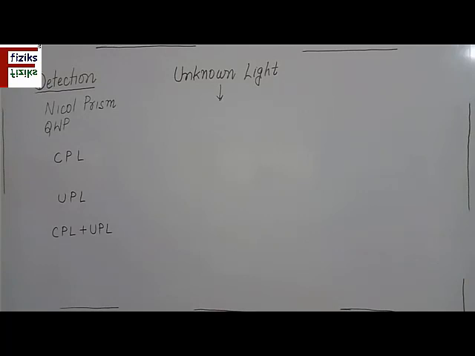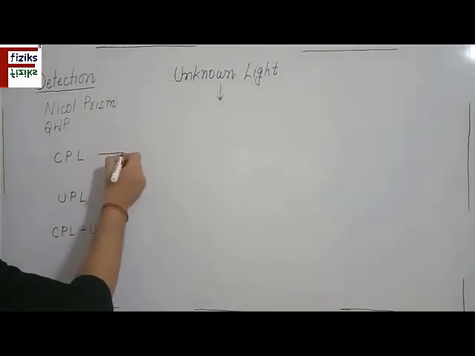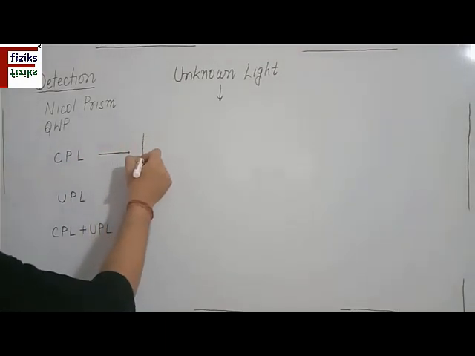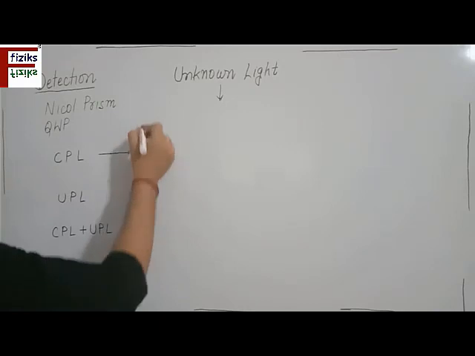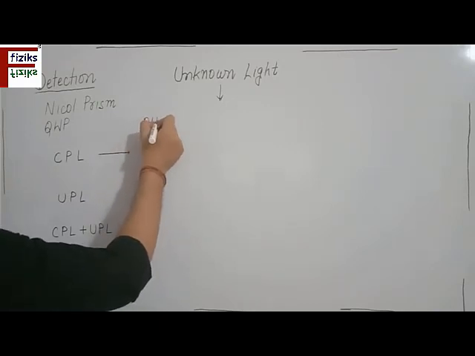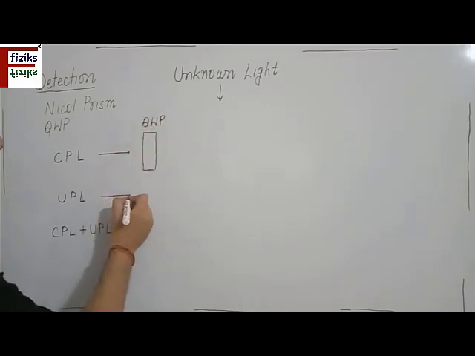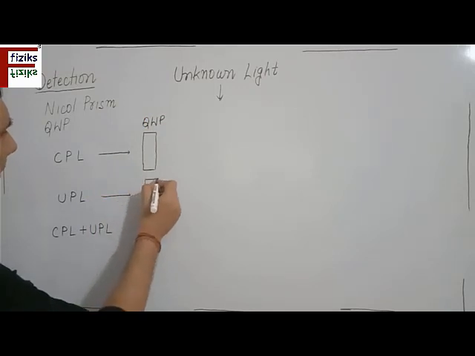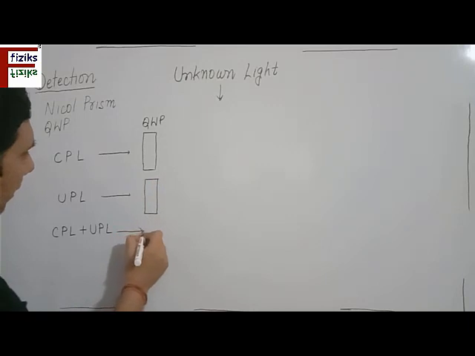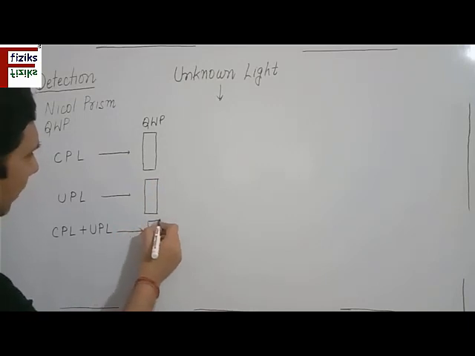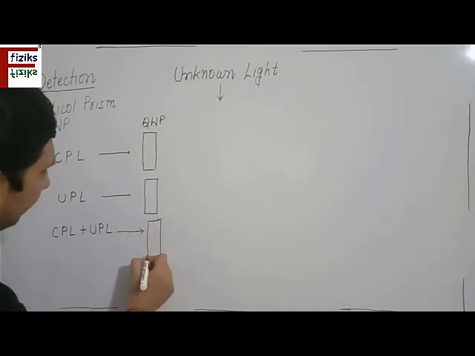Now we have to distinguish between these three different polarization states of the unknown light. So first we will pass this unknown light through a quarter wave plate. There are three possibilities, and we are passing this unknown light through the quarter wave plate, and we want to check what will happen here.